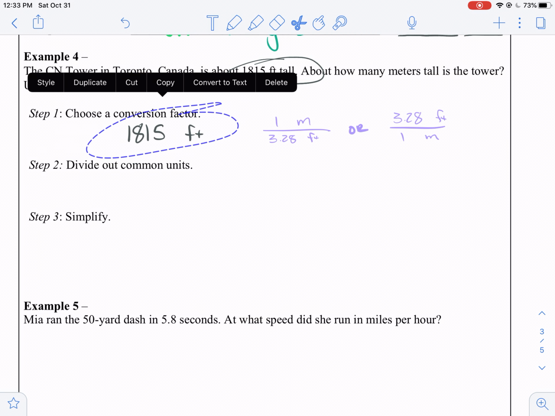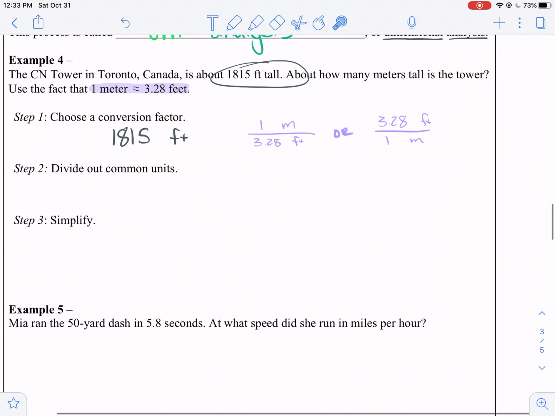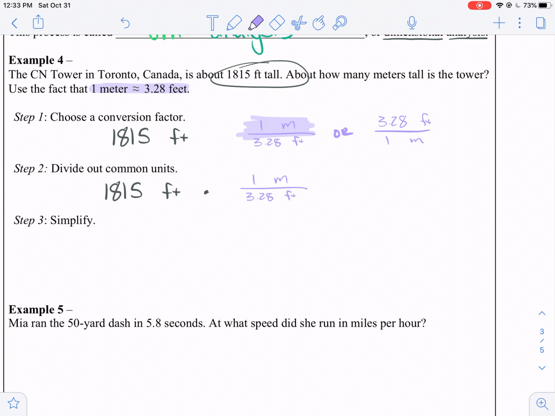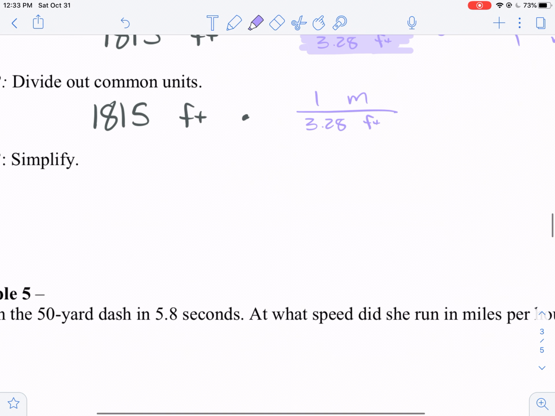And we want to figure out how we are going to divide out common units. Well, what's going to divide out? Feet over feet or feet over meters? We want feet over feet. So our first instinct was correct when we multiply these together. Again, we went with this one, meters over feet.